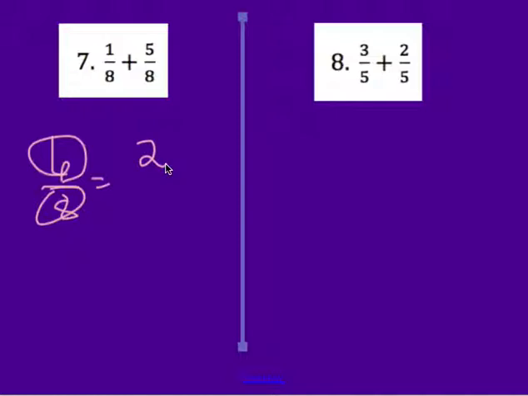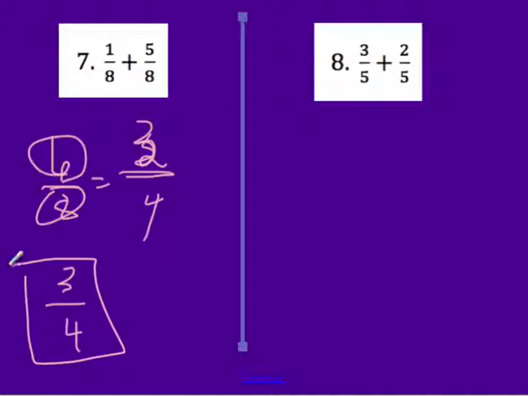So 6 divided by 2 is going to be 3. If I could write and talk at the same time, that'd be great. 8 divided by 2 is 4. So then our answer, our reduced fraction, is 3/4.